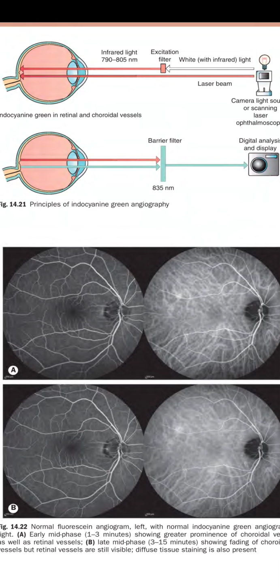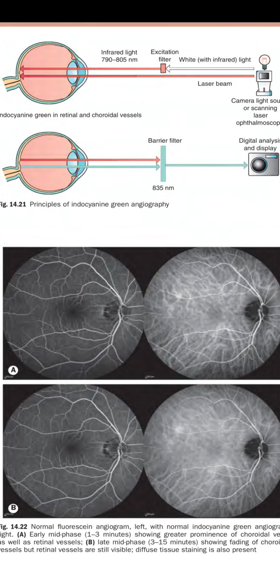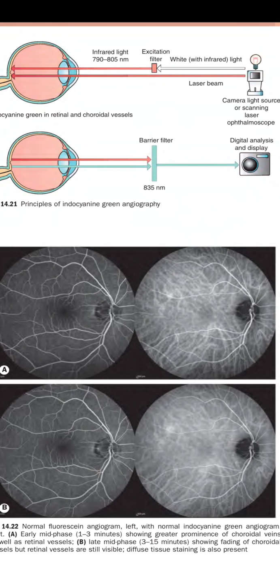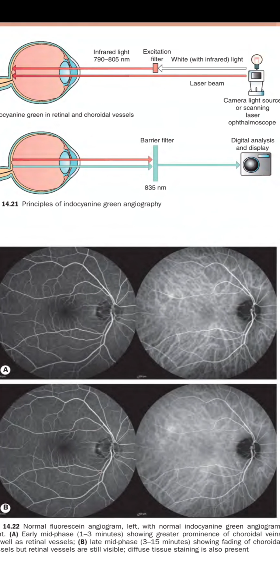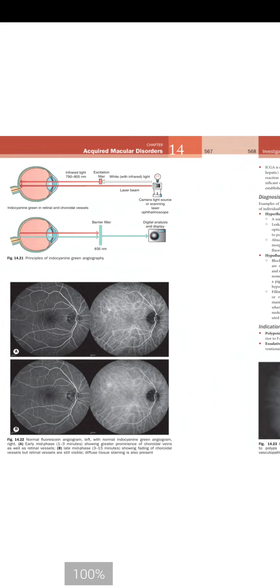So this is the fluorescein angiography, and this is an indocyanine green angiography. You can see that the choroidal vasculature is very well visible in indocyanine green angiography, similar in B. B is showing us a late mid phase, 3 to 15 minutes, showing fading of the choroidal vessels, but retinal vessels are still visible. Diffuse tissue staining is also present. So it is showing us that the choroidal vessels are fading away.